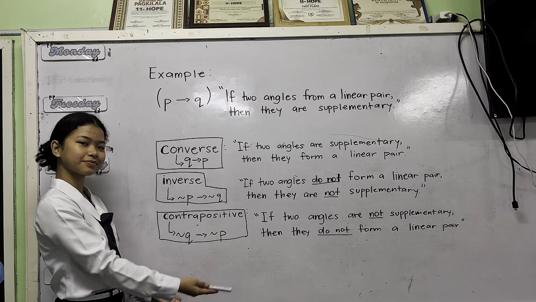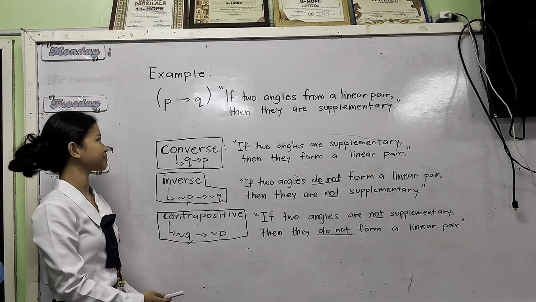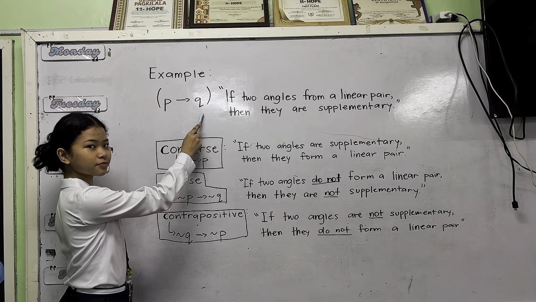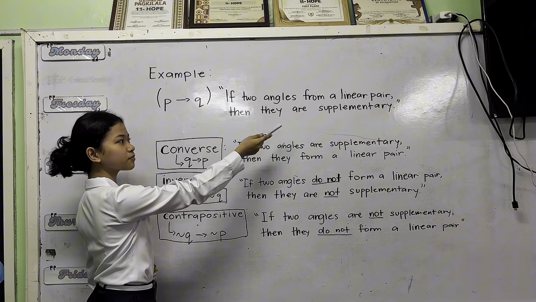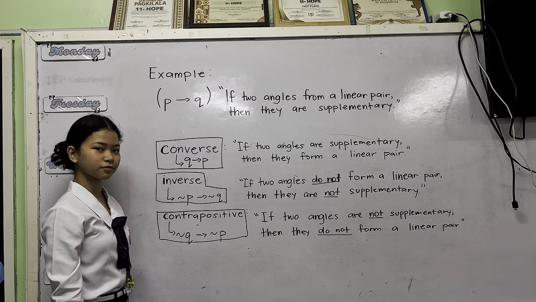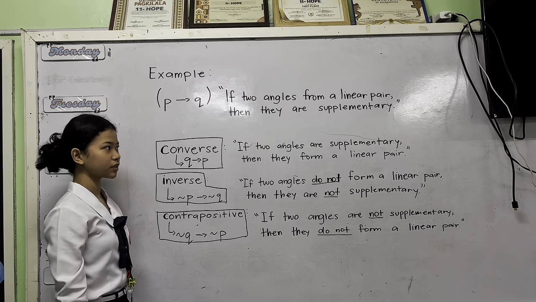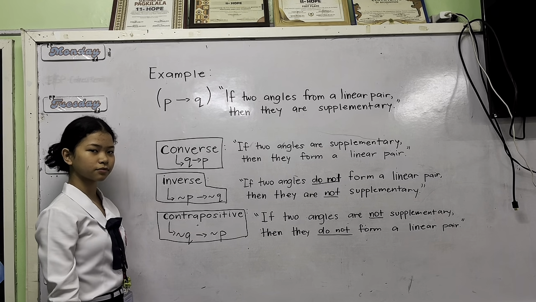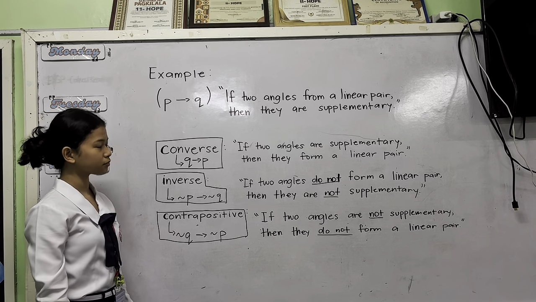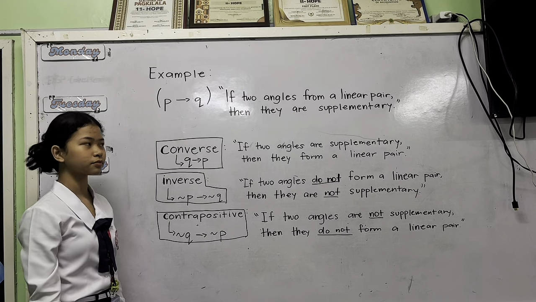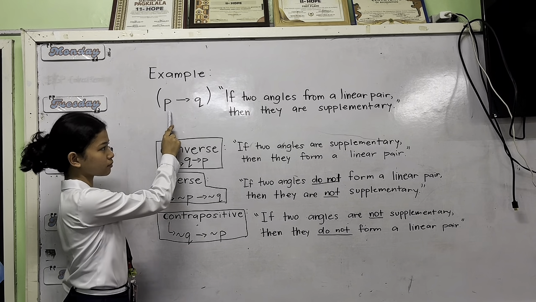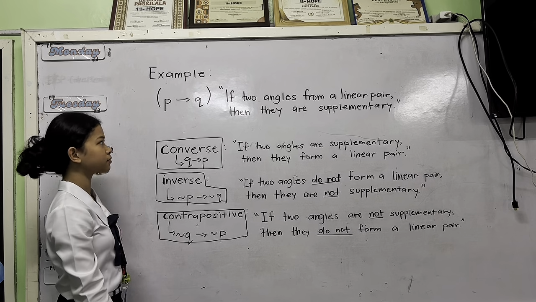Now let's have an illustrative example. P implies Q: if two angles form a linear pair, then they are supplementary. This is the form of a conditional statement, the if-then statement, if P, then Q. The proposition P is two angles form a linear pair, while the proposition Q is they are supplementary.